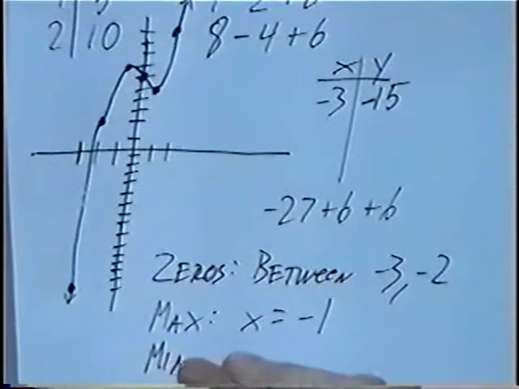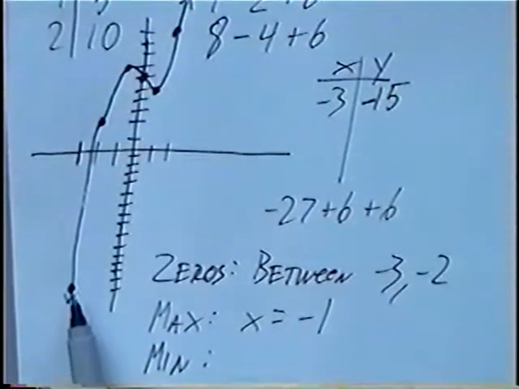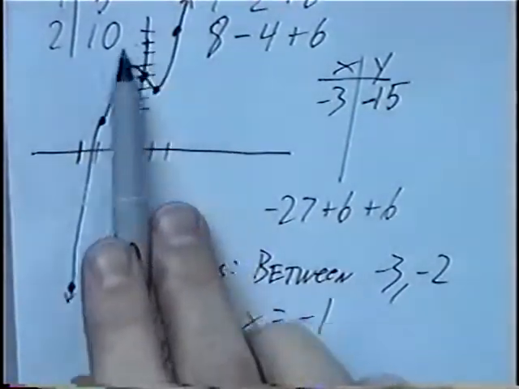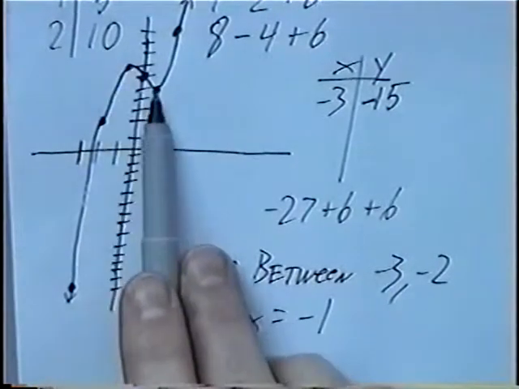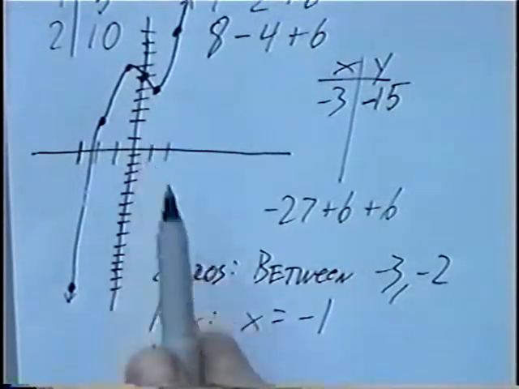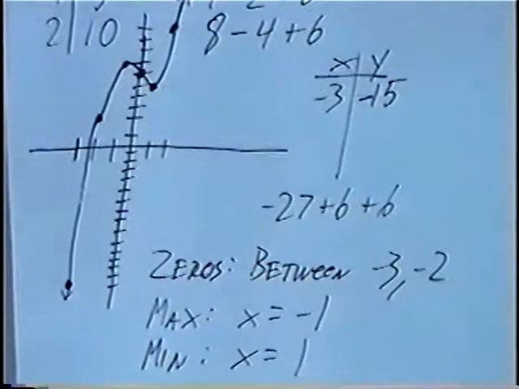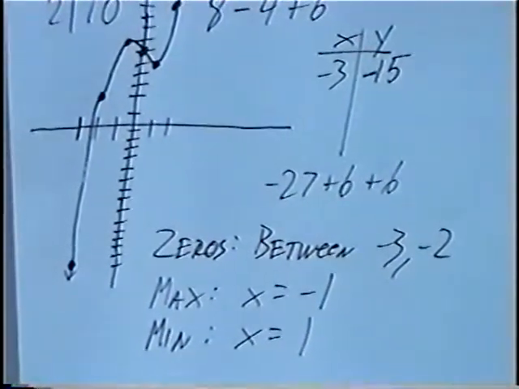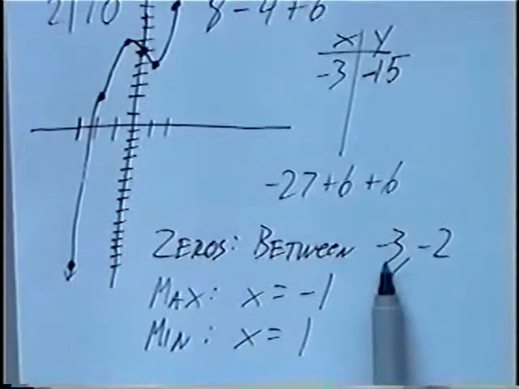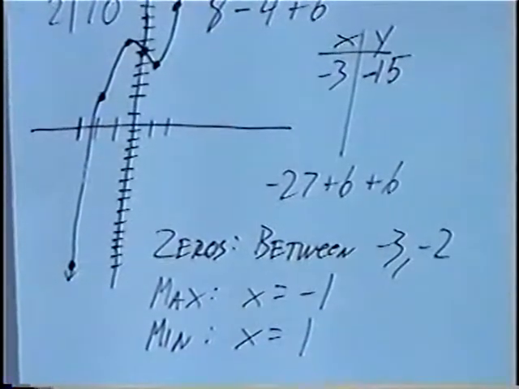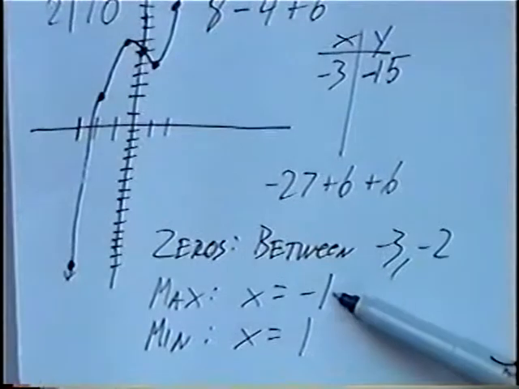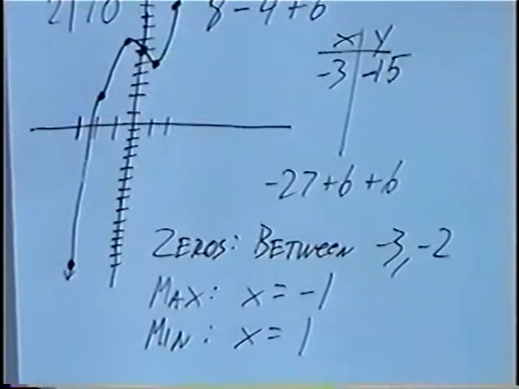For the relative min, again ignoring the negative values, but back at the middle of the graph, the bottom of the curve was at +1, so the relative min is at x equals +1. So we'll have our graph. We have 1 zero, which is somewhere between -3 and -2, and we have one relative max and one relative min.